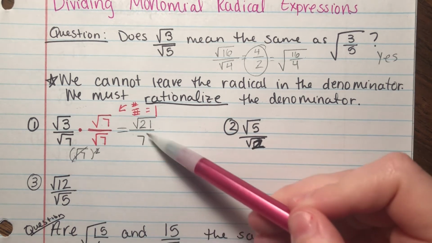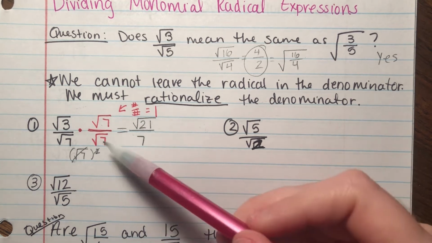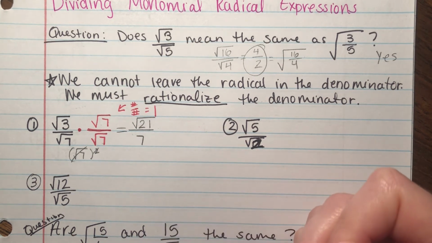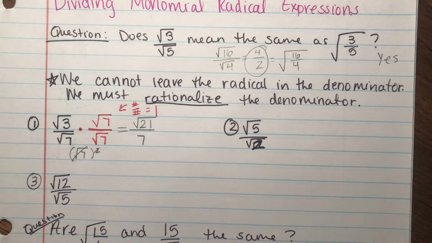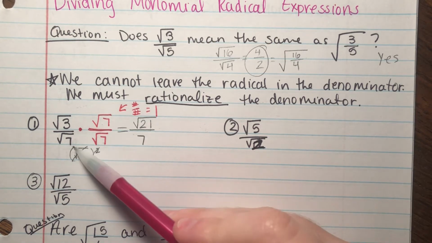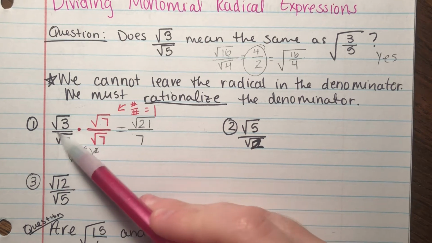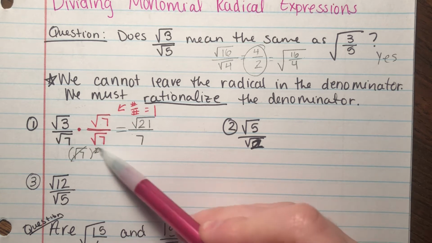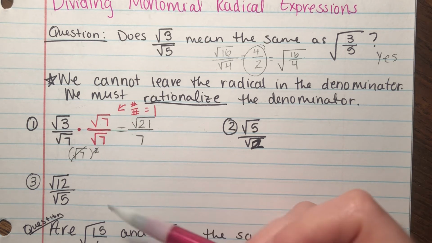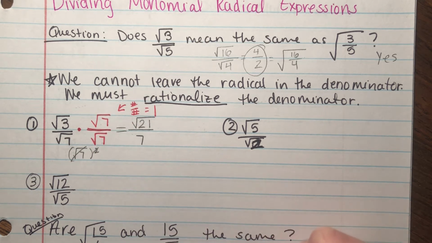So we can have a number in the denominator, but we cannot have a radical in our denominator. So to rationalize the denominator, we're going to multiply it by 1. And all that is, we're going to take whatever the denominator is and multiply it by itself, over itself.